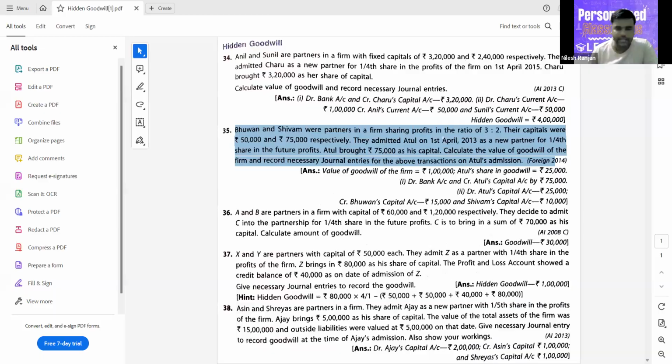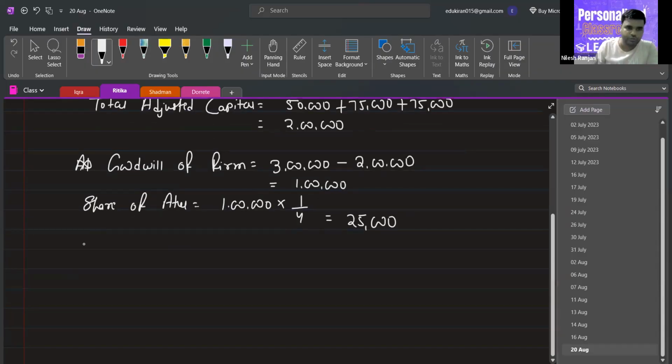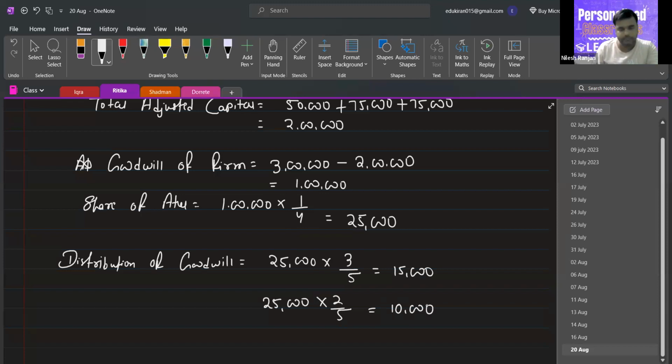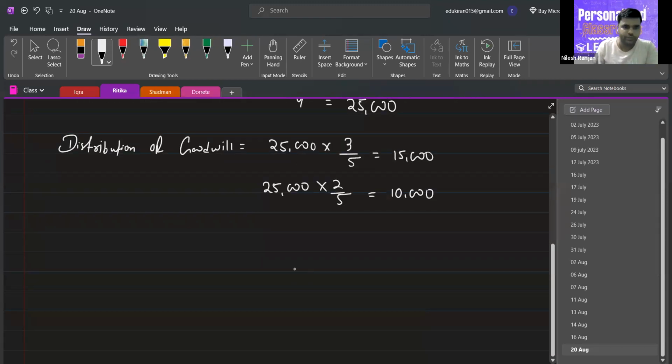Now, sacrificing ratio is 3:2. So distribution of goodwill, 25,000 into 3/5 and 25,000 into 2/5. It will be 15,000 and 10,000. Now you can pass the journal entry.